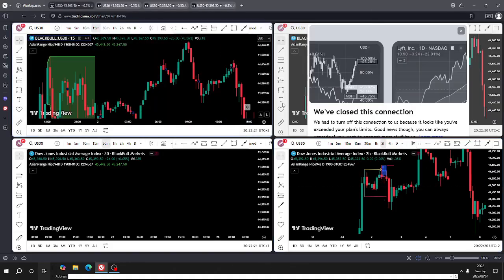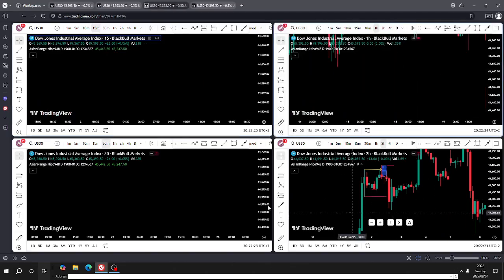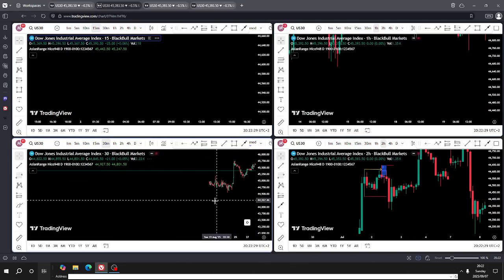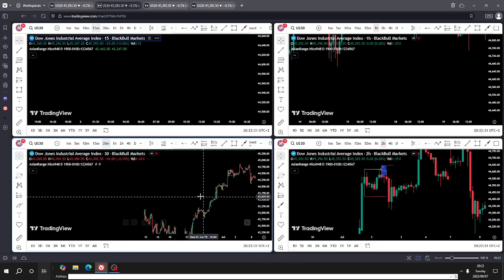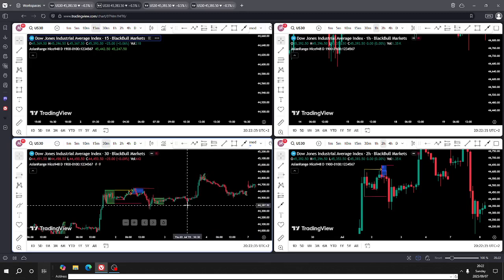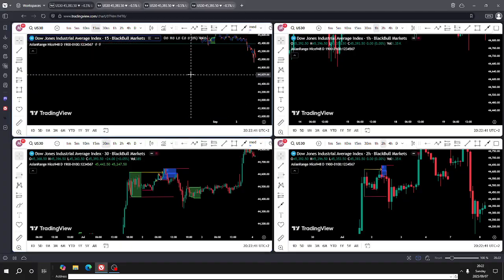Yo, bro. Ah, screen keeps on going blank. Oh shit, bro. I don't like that, bro.